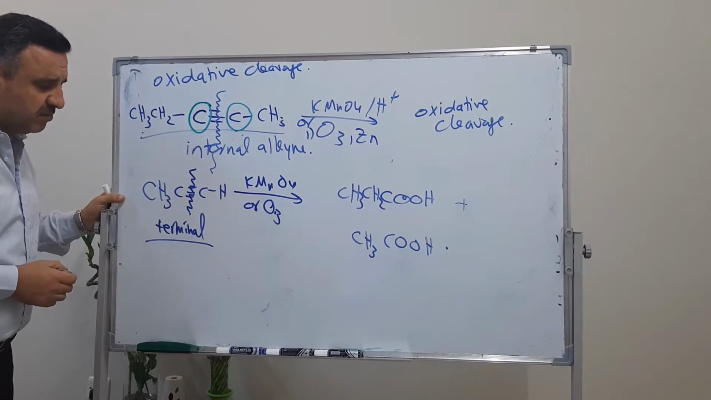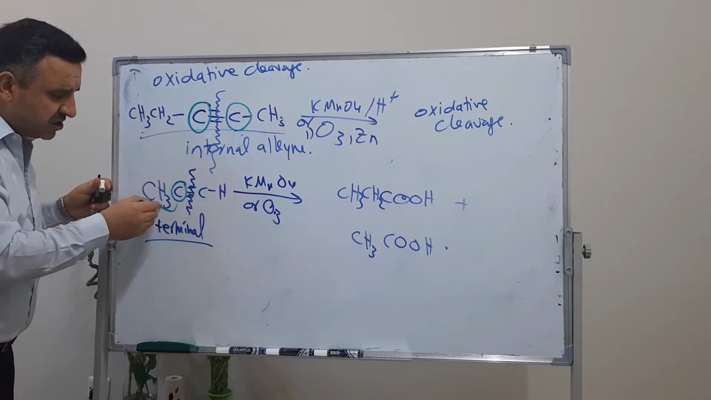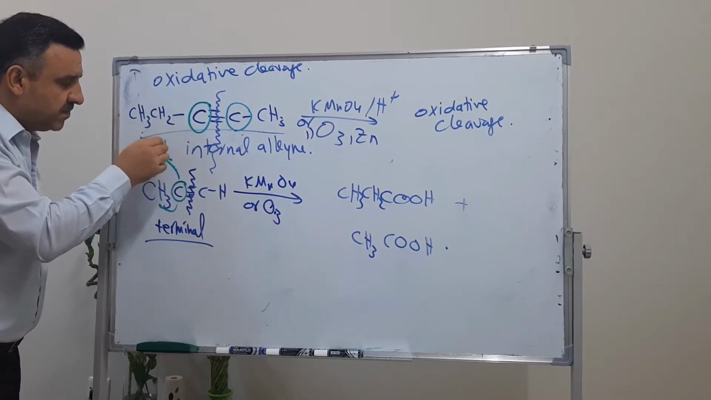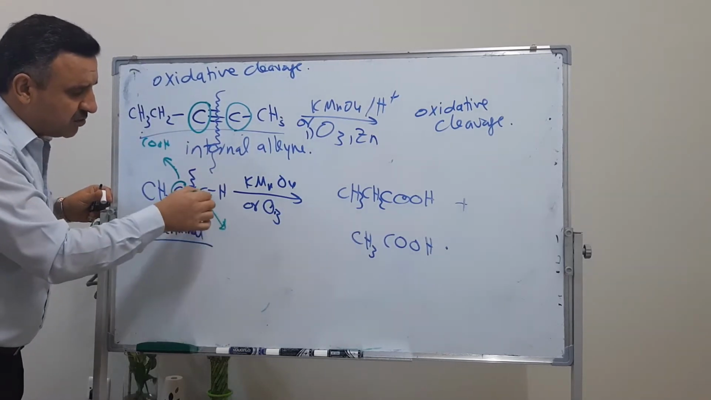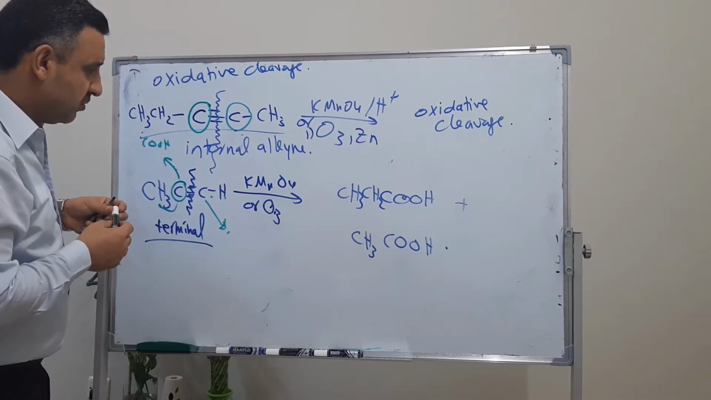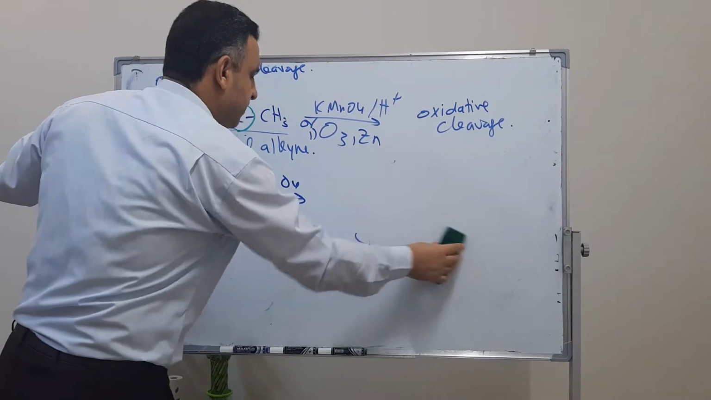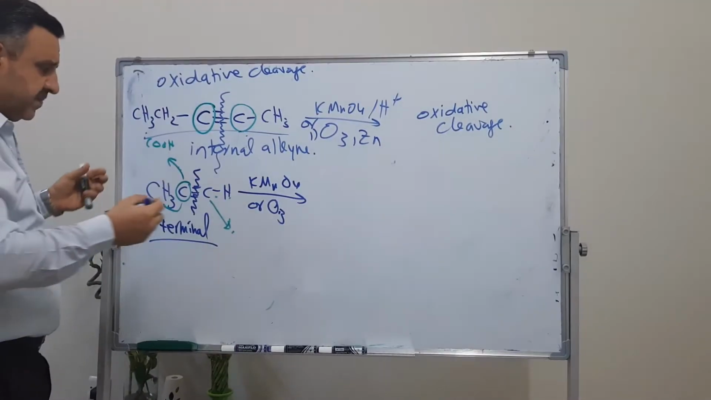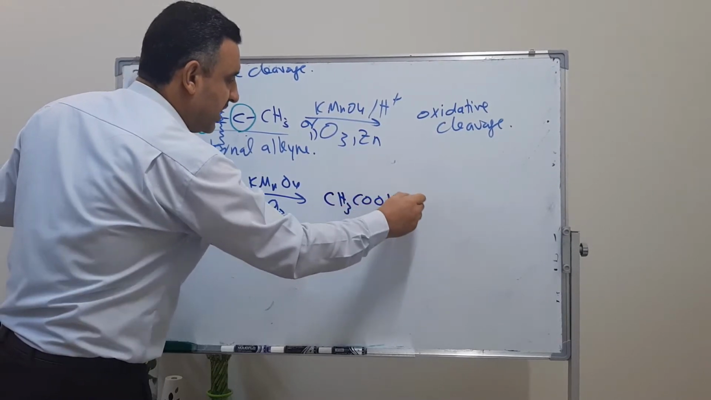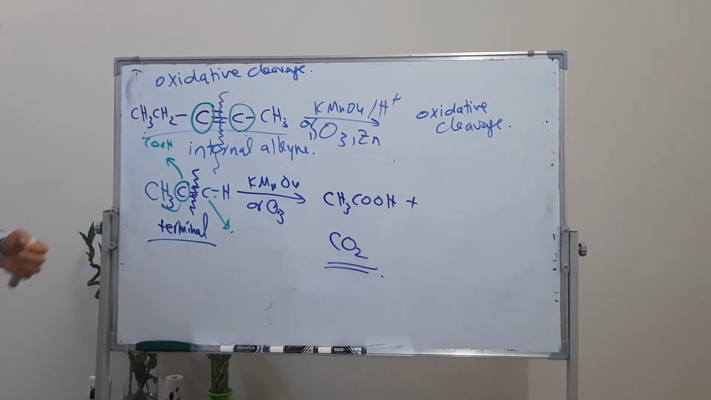This triple bond will be breaking up. Now this carbon, which was attached to a carbon, becomes COOH, while this carbon, which is attached only to hydrogen, becomes CO2. So for this reaction we are going to get two products, where one product is CH3COOH and the other product is CO2 gas. That's it.